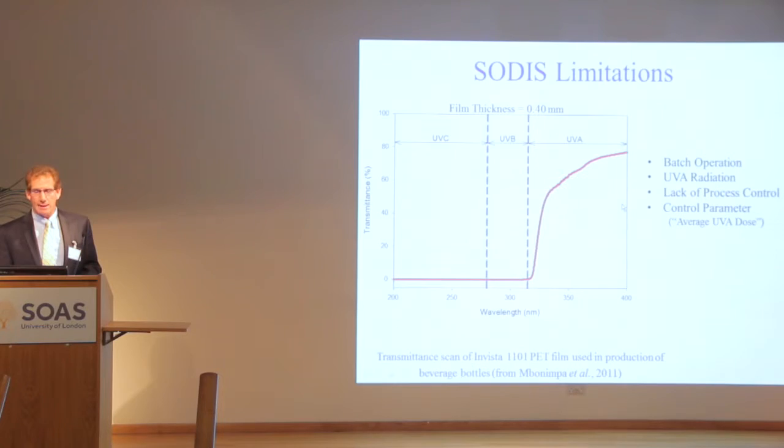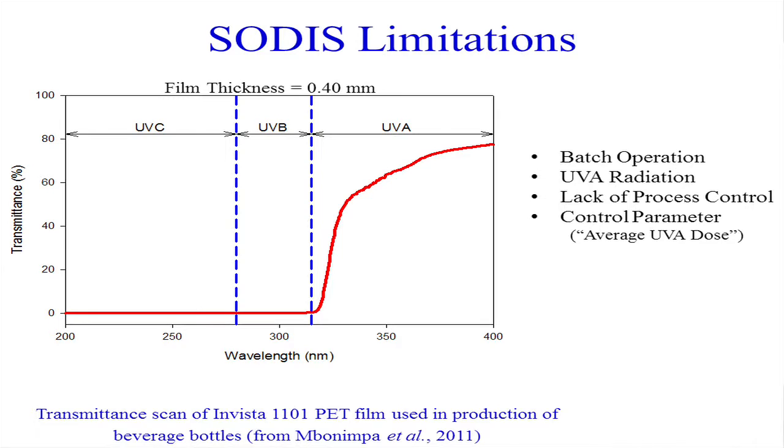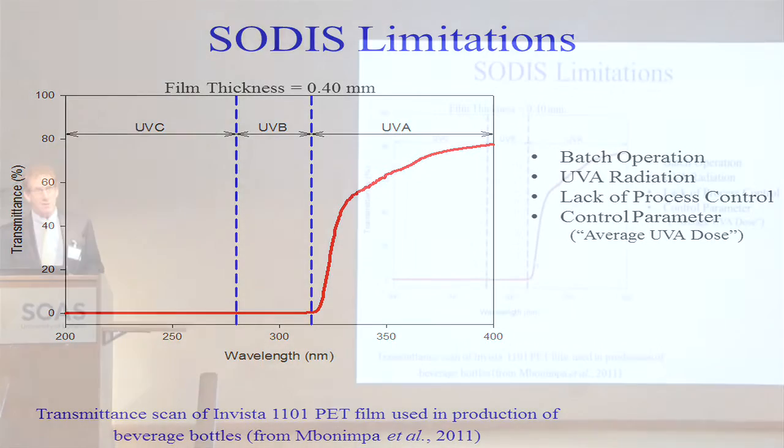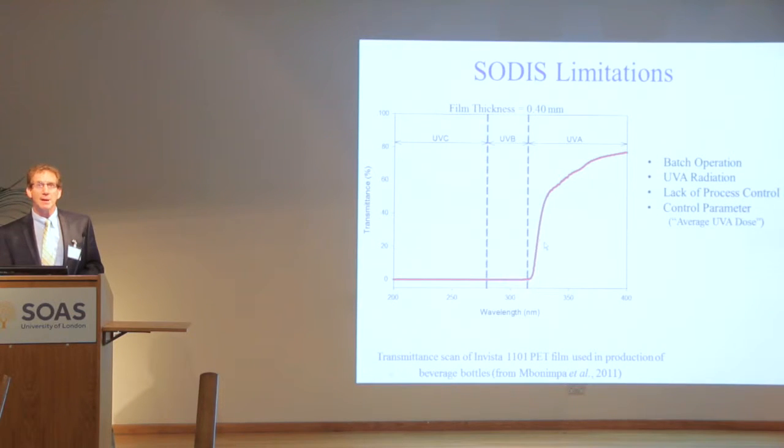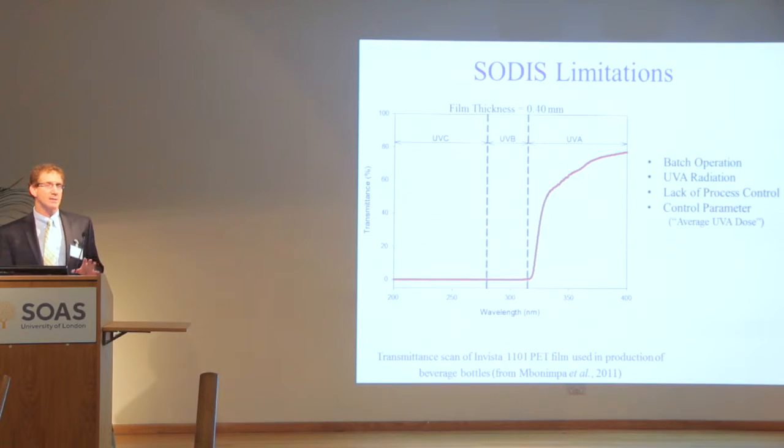And the reason that I mention that is that usually this is done in a PET plastic bottle. This is a transmittance spectrum that we collected on conventional PET film that's used to manufacture those bottles. And you can see that the film itself is essentially opaque to UVB radiation. I mention that segment of the spectrum because it is that segment of the spectrum that is by far the most germicidally active. So this process by itself is excluding the most active part of the spectrum from the process itself.